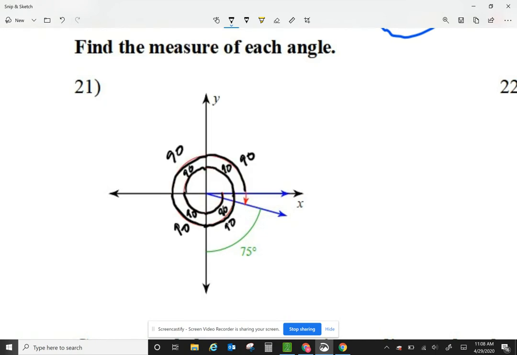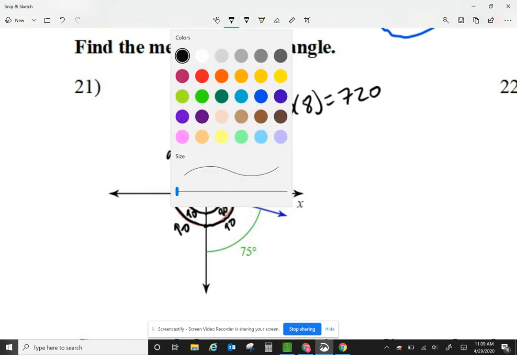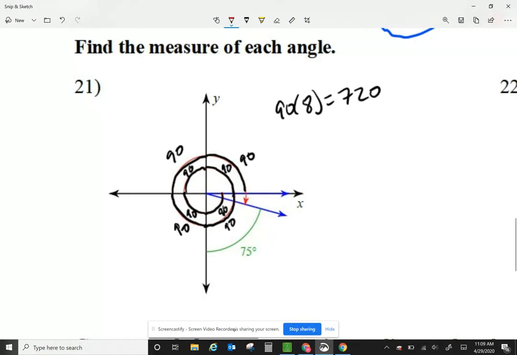I have 1, 2, 3, 4, 5, 6, 7, 8. 90 times 8 is 720. So far in black, I have 720 degrees. I am missing some in red. I want to know how much is that angle, because that I'm going to add to my 720.